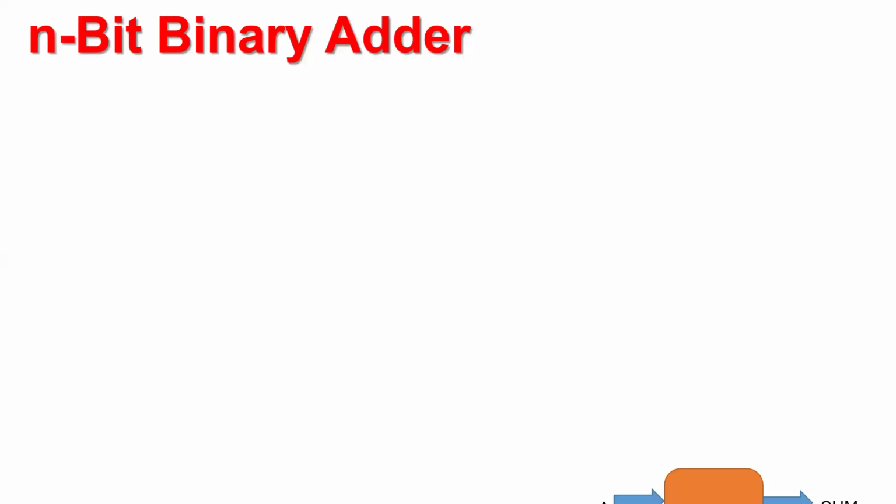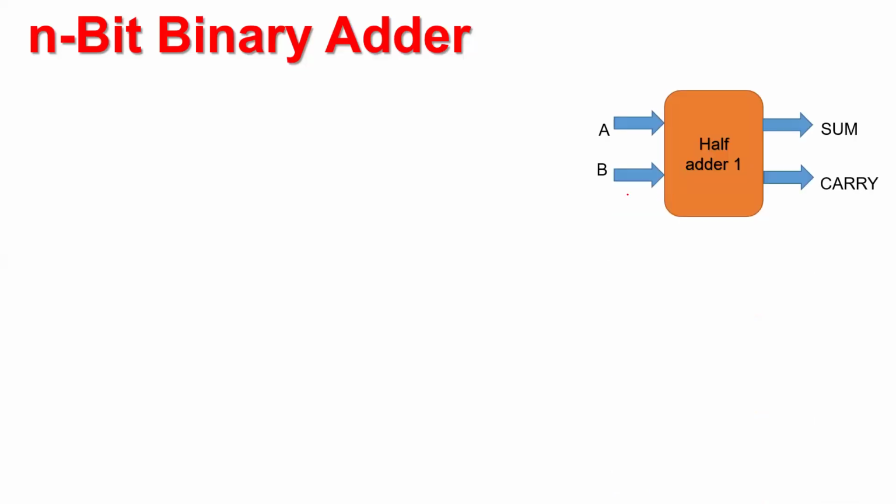binary adder. As you can see on your screen, this is a schematic of a half adder circuit, and it has two inputs, A and B. It has two outputs, sum and carry. Since there are two inputs in binary, 2 to the power 2, that is 4 possible input combinations, starting from 0 0, 0 1, 1 0 and 1 1.